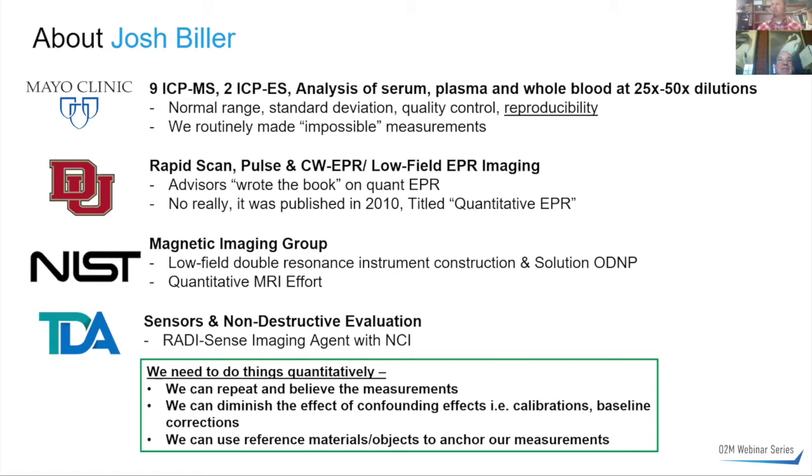We used ICP mass spec instrumentation to do trace metal analysis. And so I was introduced to things like a normal range, standard deviation, quality control, and the need for very high reproducibility. And I was also introduced to the fact that you can make measurements that others deem impossible. We once had a development tech at Mayo present at a conference, and a professor from Texas who was in the ICP-MS world stood up and told our development tech that what we were doing was impossible, as the tech was presenting data that we were doing it.